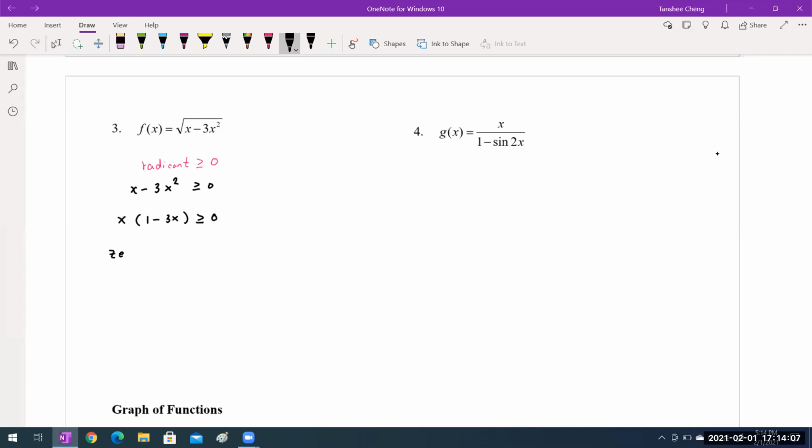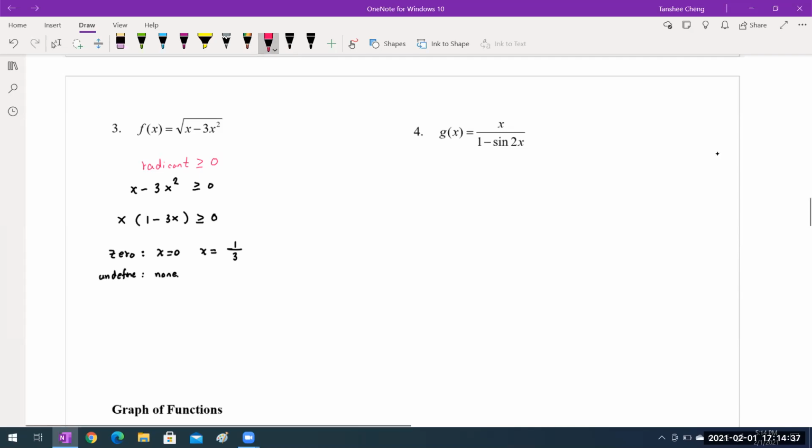So in this case, the zeros will be x is equal to 0, or x is equal to 1/3, because when you substitute these two values in, the expression becomes 0. And next we need to find the undefined points, and in this case it is what? None. The polynomial has no undefined points.